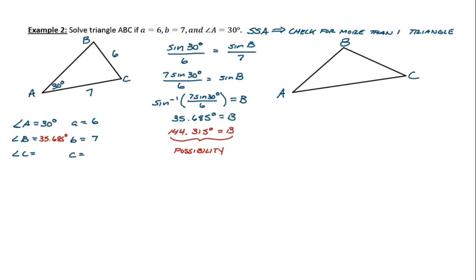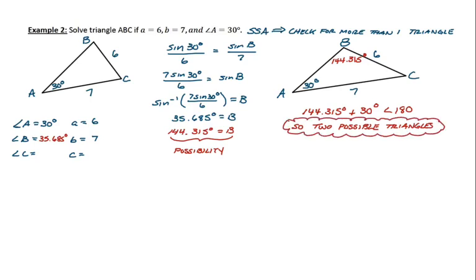So what I'm trying to draw is a second triangle and fill in 144 for angle B, and see if this works. What I mean by works is if that angle I found, 144.315, and my original angle 30 are less than 180, then that means angle C could be a number, and I could have a second triangle here. So in this case, 144 plus 30 is 174.315. So angle C actually can be calculated. There's a little bit left over to get to 180. So I do actually have two triangles.